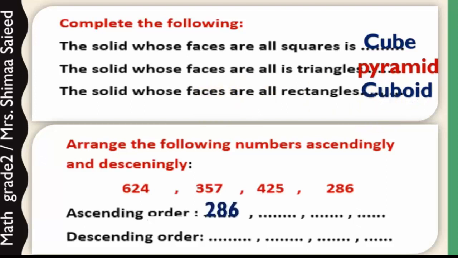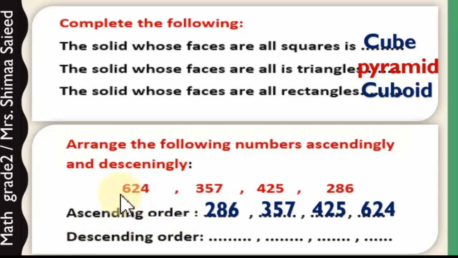Now arrange the following numbers ascendingly and descendingly. You know that when we want to arrange numbers ascendingly, we start with the smallest one. Here we have 624, 357, 425 and 286. The smallest one is 286. Excellent. After that, 357, 425, 624.